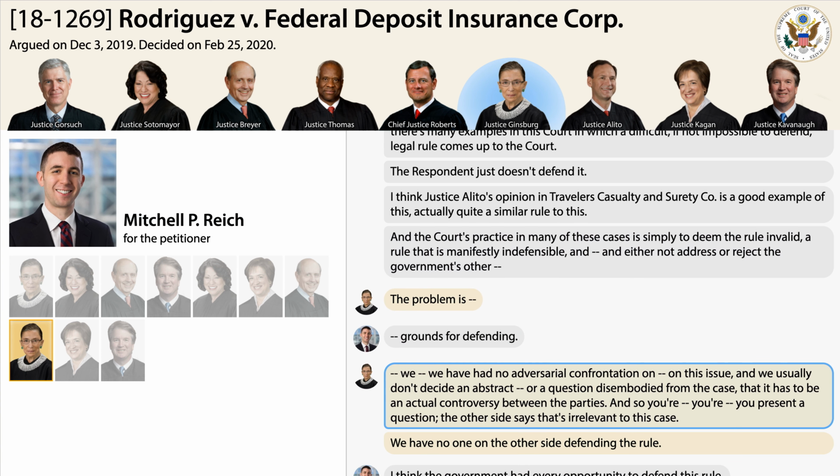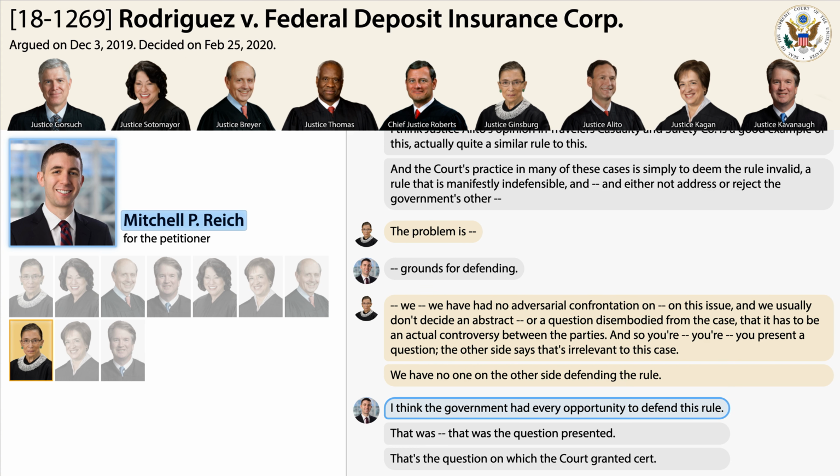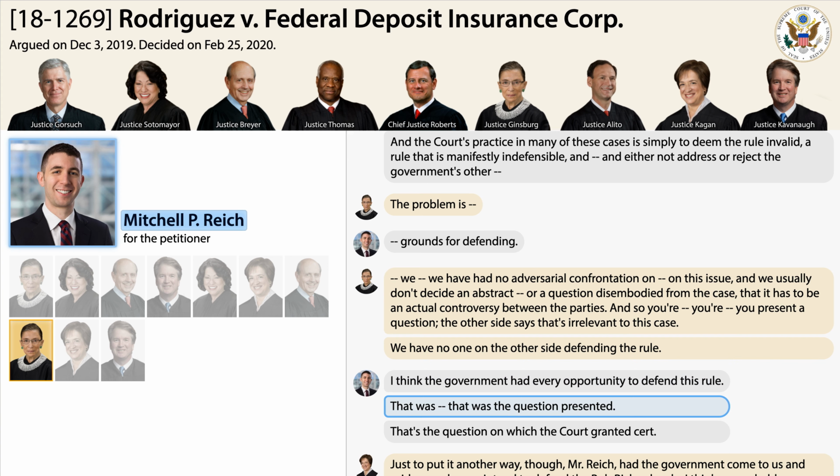We have had no adversarial confrontation on this issue, and we usually don't decide an abstract question disembodied from the case. It has to be an actual controversy between the parties. And so you present a question, the other side says that's irrelevant to this case. We have no one on the other side defending the rule. I think the government had every opportunity to defend this rule. That was the question presented.